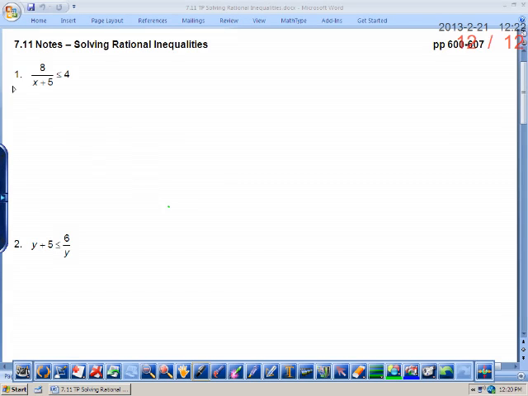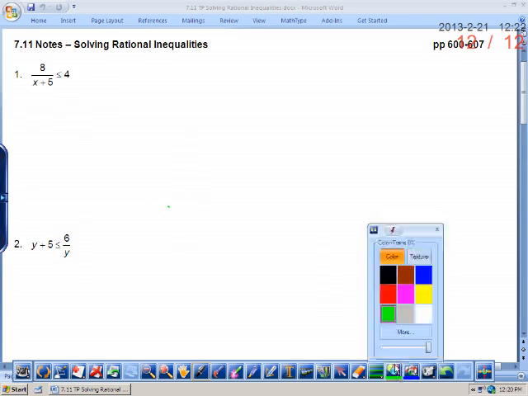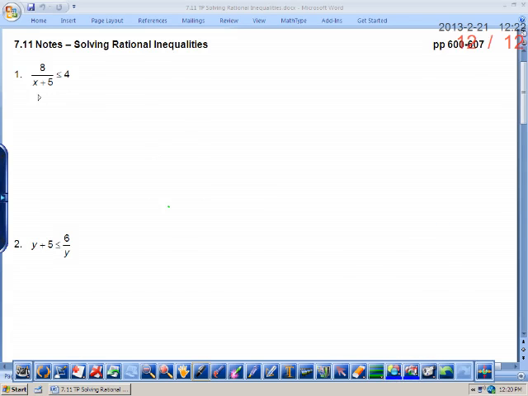What we're going to do first is we're going to rewrite this as an equation. So 8 over x plus 5 equals 4. Okay? Now, in order to solve this equation, this is a really simple one, so if you want to think about cross-multiplying, I understand. But remember our process.